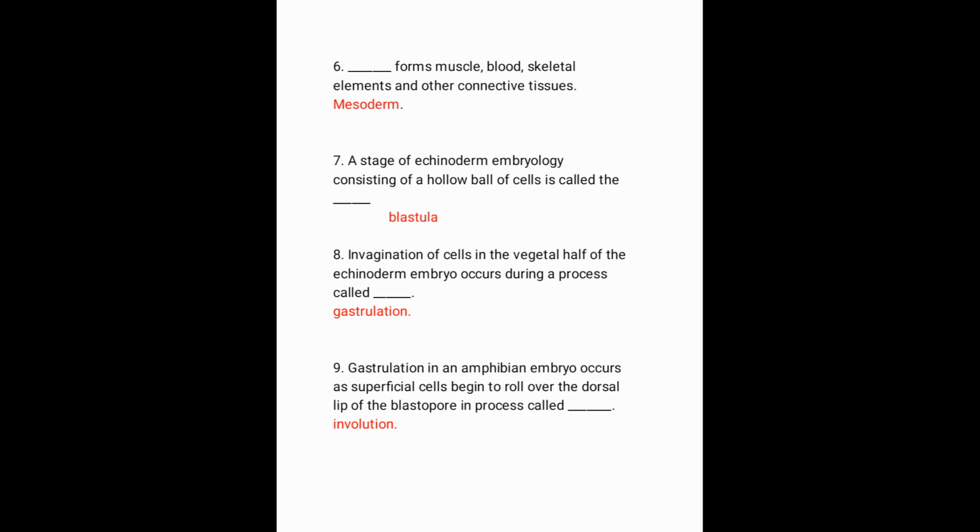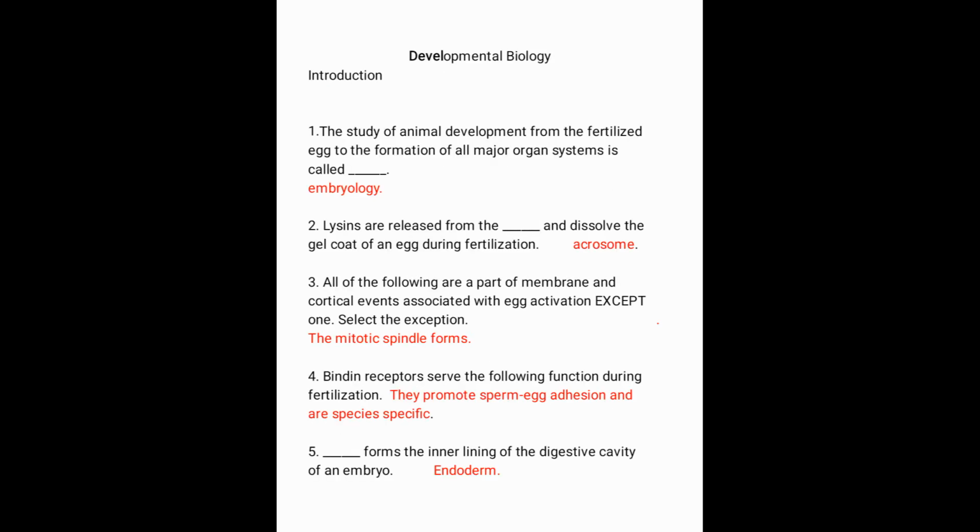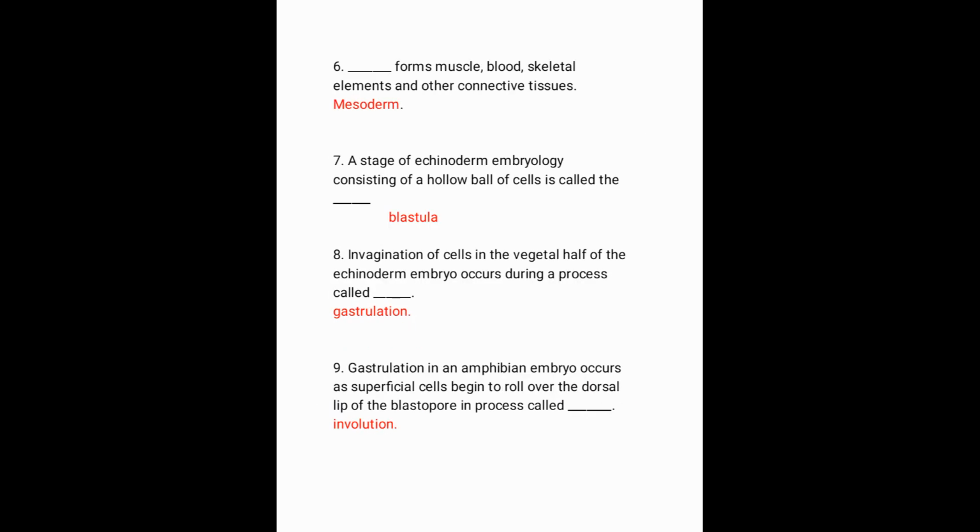There are three germ layers formed during gastrulation: one is ectoderm, second is mesoderm, and third is endoderm. The ectoderm forms the outer epidermis and nervous system. Mesoderm forms the muscles, blood cells, skeleton elements, and other connective tissues, while the endoderm forms the inner lining of the digestive cavity.